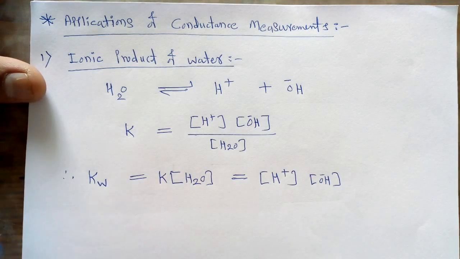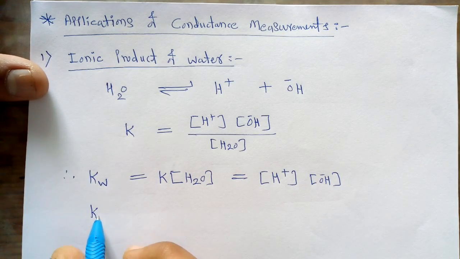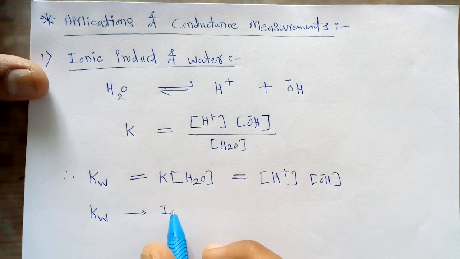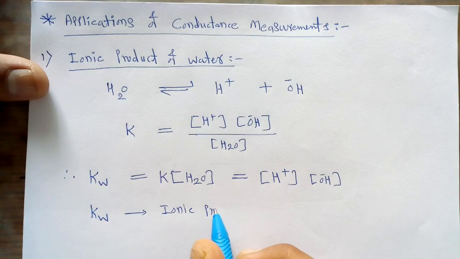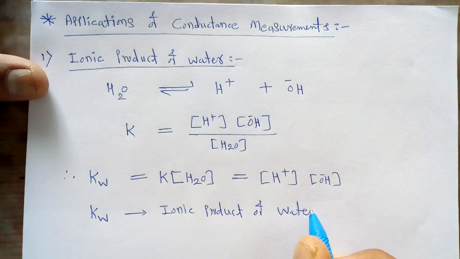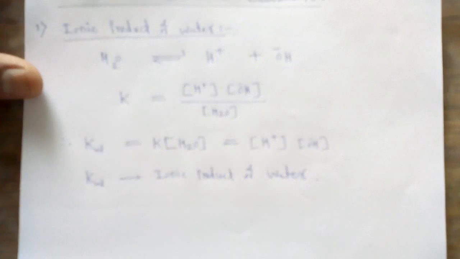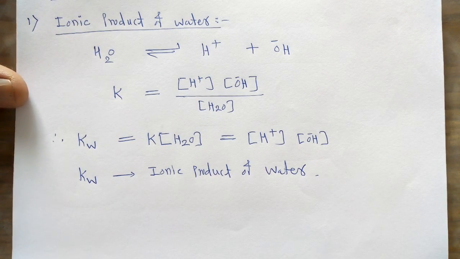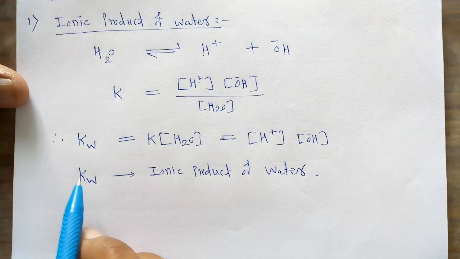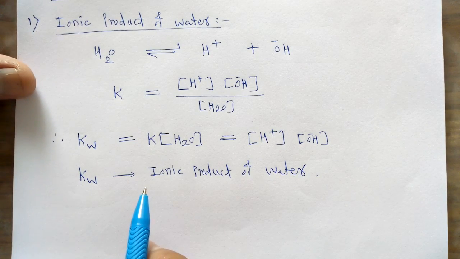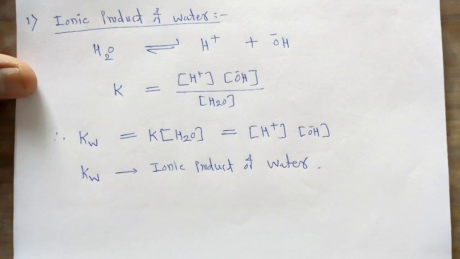Now, what is the meaning of this Kw? This Kw is called the ionic product of water. It is called the ionic product of water because we take into consideration the concentration of the respective ions from this water. From the aqueous solution of water, we take into consideration the concentration of hydrogen and hydroxyl ions.